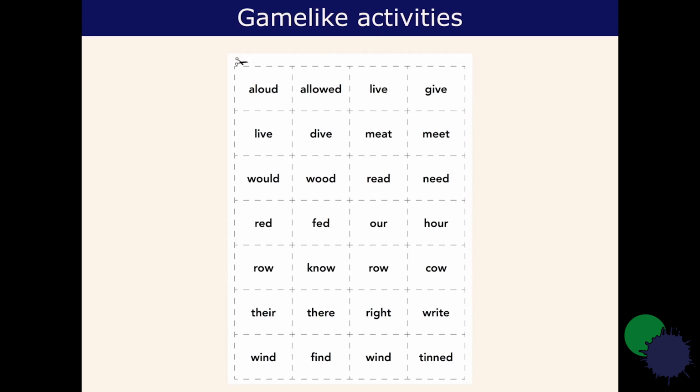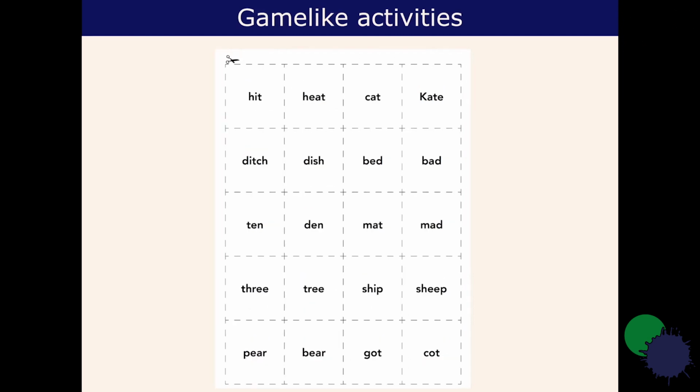But you can do this for all sorts of different aspects of pronunciation. So here's another one, Pelmanism, sort of for minimal pairs. You turn over hit and you have to turn over heat to create a pair, which you then keep.